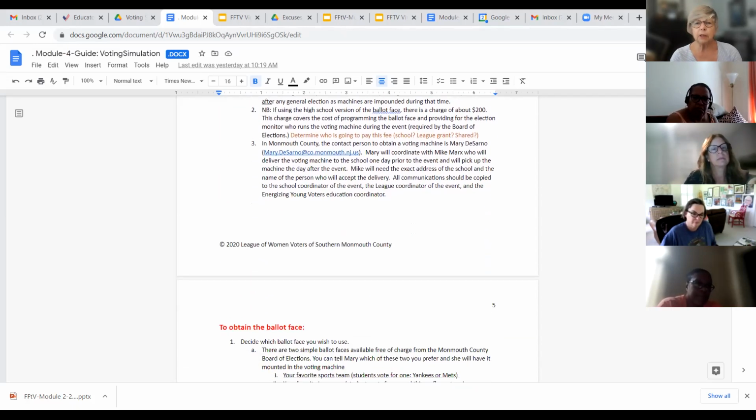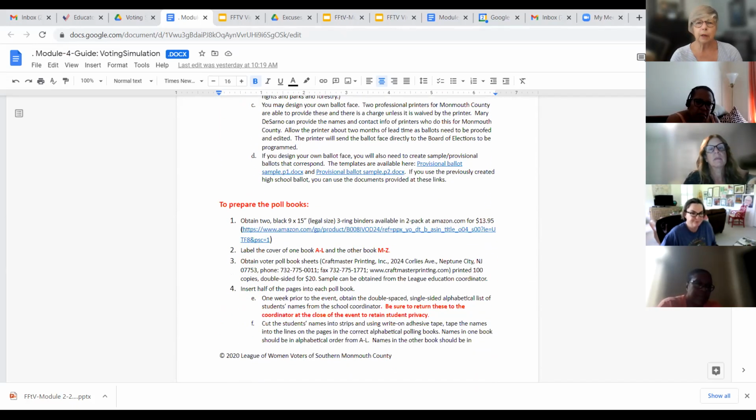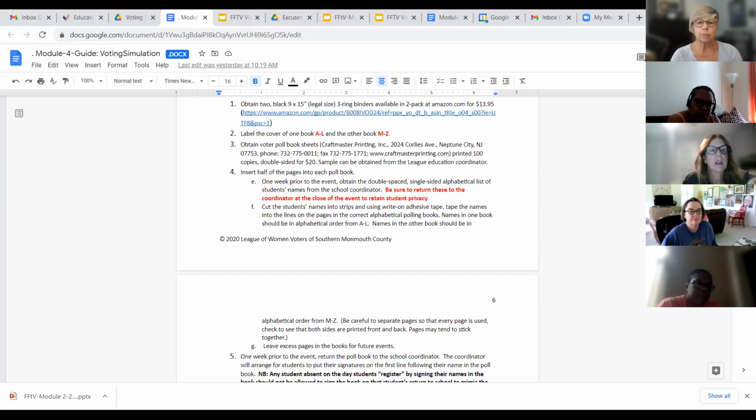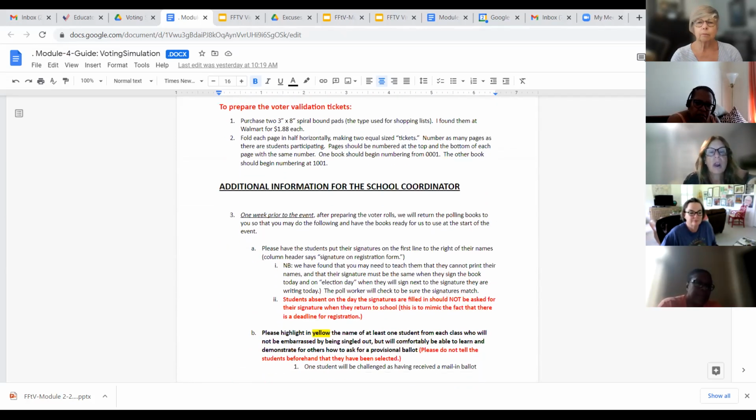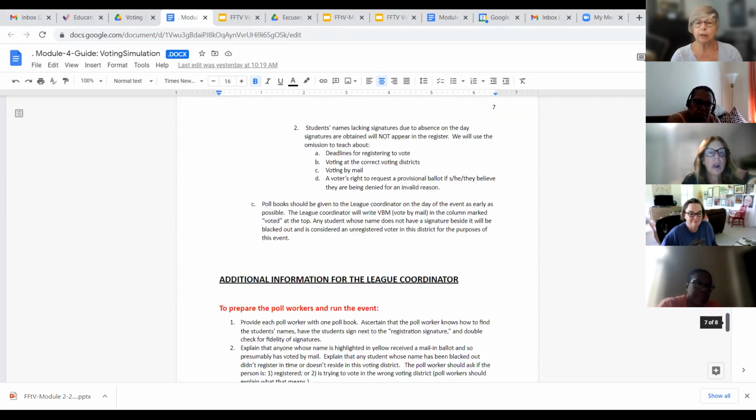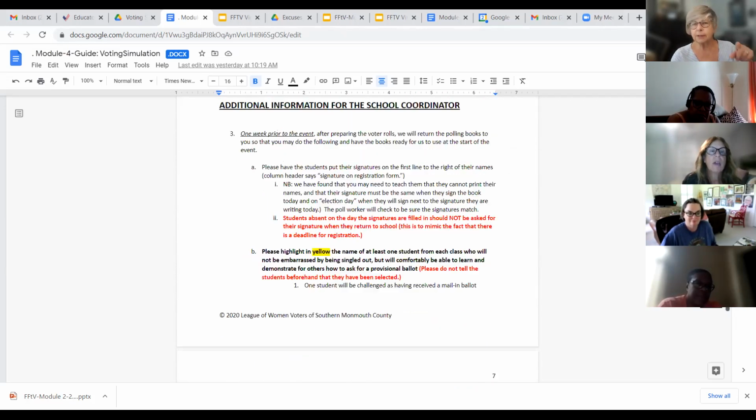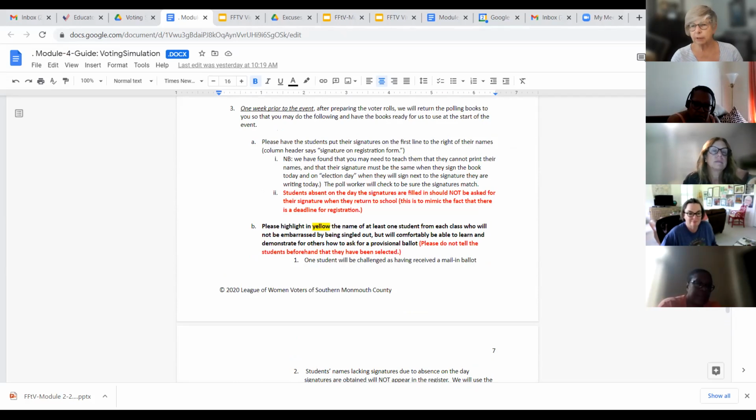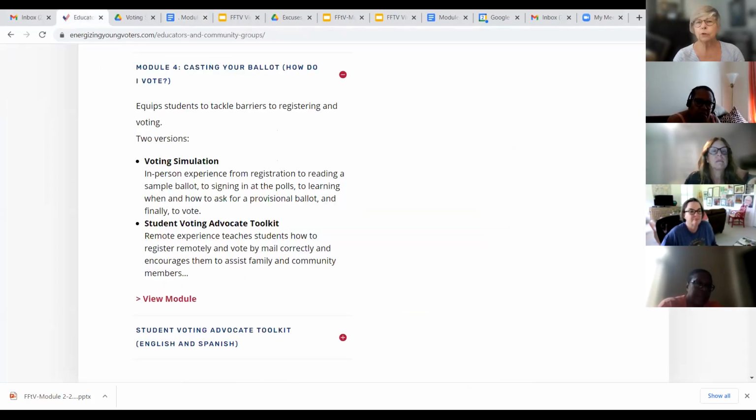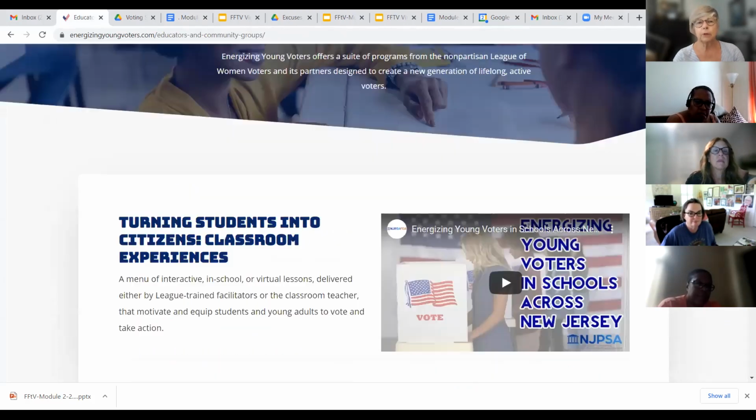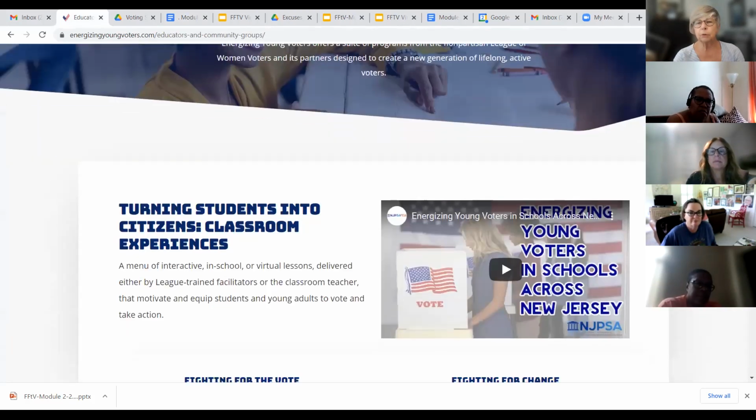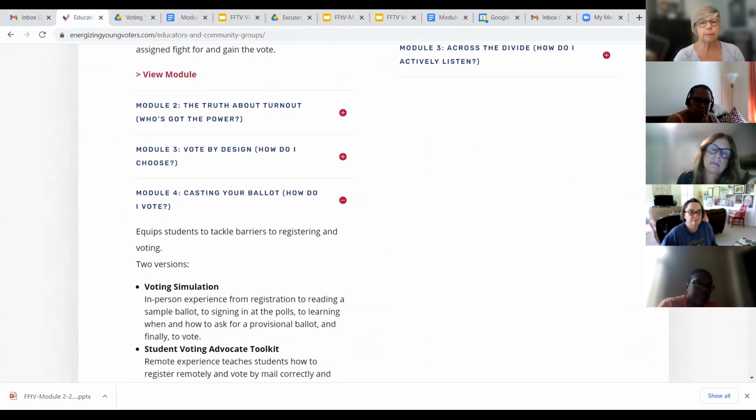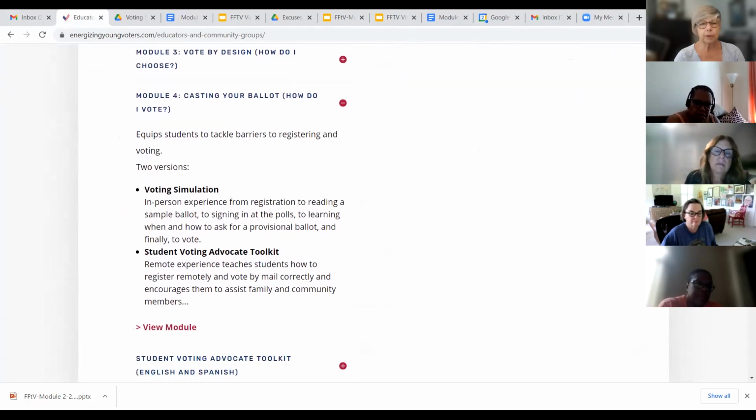So all of the instructions are here. And I think it's pretty thorough. You can access this form through our website. Just as we did before, you go back to the educators and community groups pages, you scroll down and it is right there.